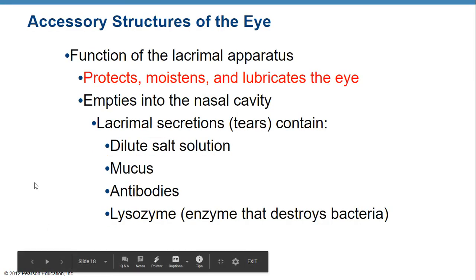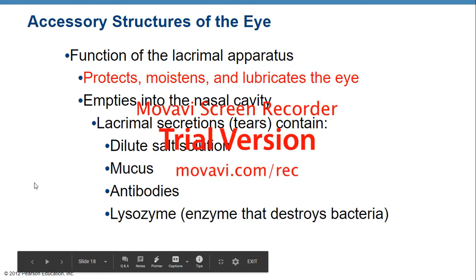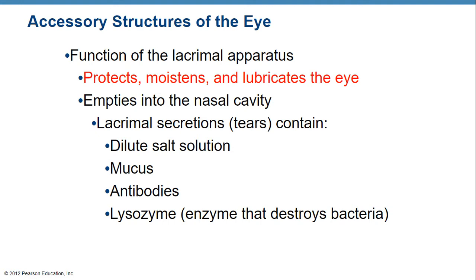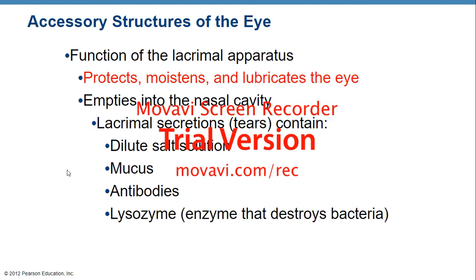All right, so function of the lacrimal apparatus: protects, moistens, and lubricates the eye. All right, so remember, anything in red, always pay special attention to that. So it empties into the nasal cavity. So your tears contain dilute salt solution, mucus, antibodies, and lysozyme. All right, lysozyme is an enzyme that destroys bacteria.